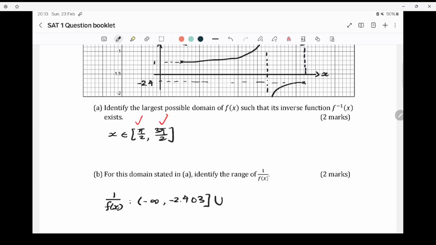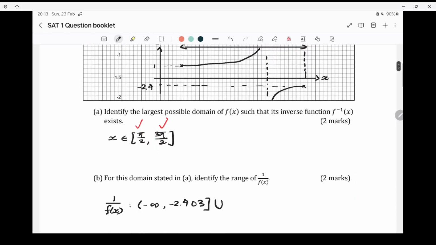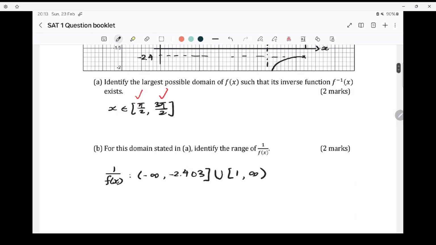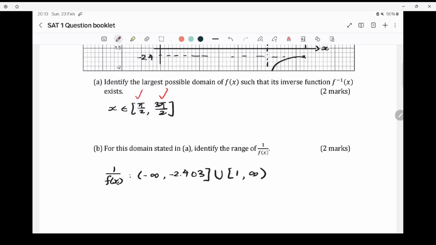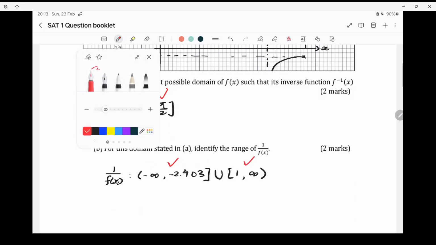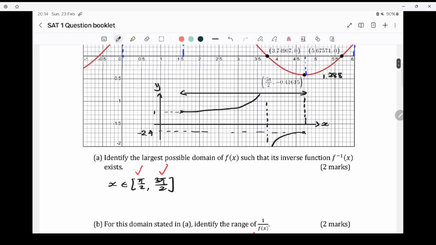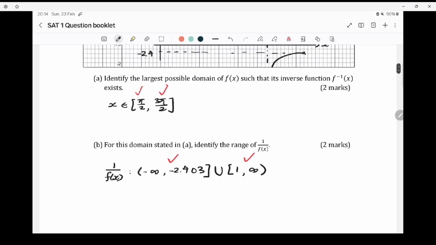And then you have a union. So now you look at the positive part, which starts from 1 until infinity. So that will be your answer. So again, at this point, the first portion is 1 mark, the second portion is another 1 mark. Okay.